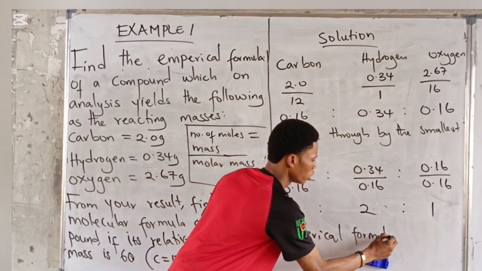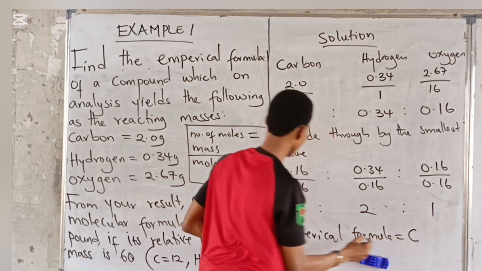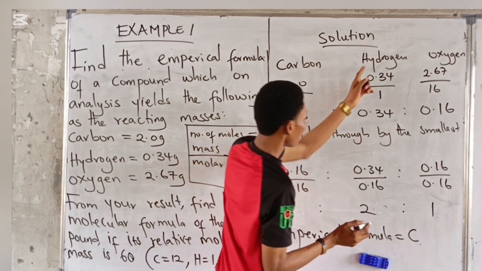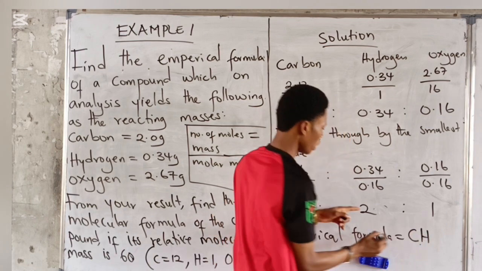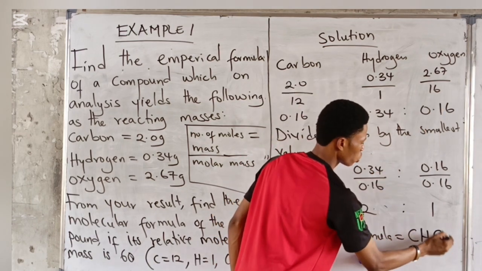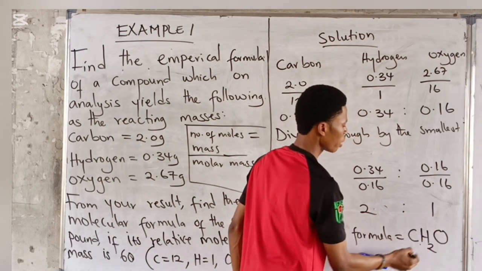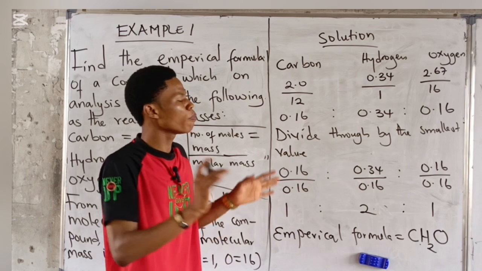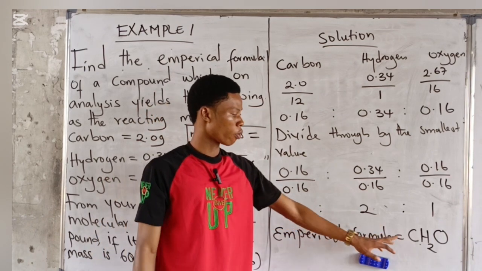of that compound is equal to C. Carbon is 1, right? But you can't write C1, so you leave it as C. H. Hydrogen there is how many? 2, right? And oxygen is how many? 1. So the empirical formula is CH2O. So this is the simplest way to get your empirical formula.